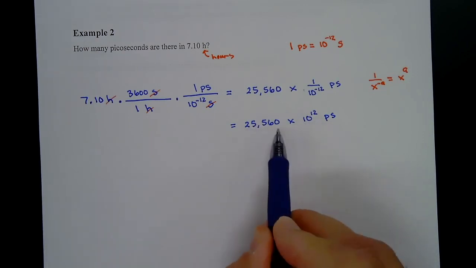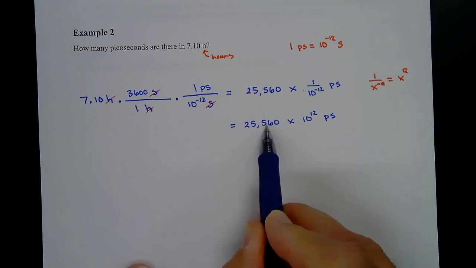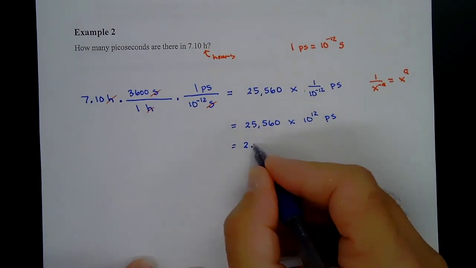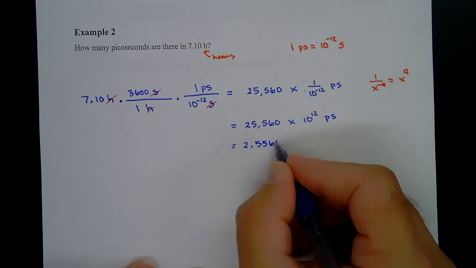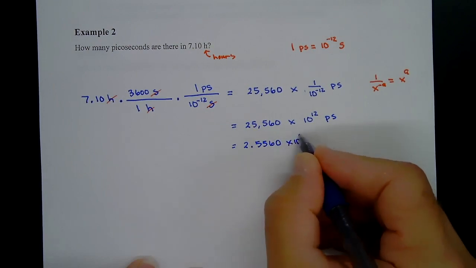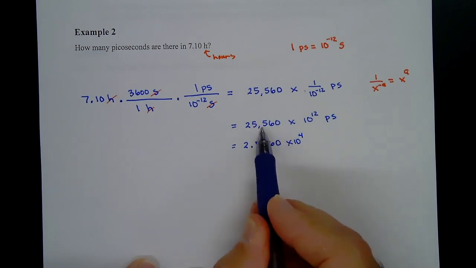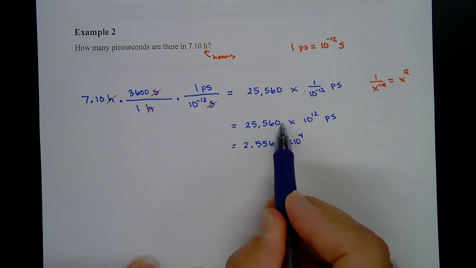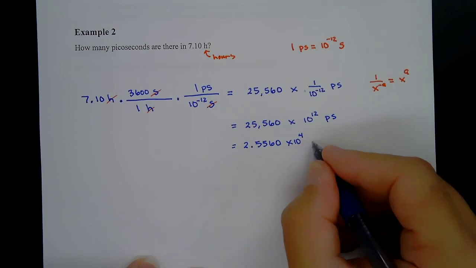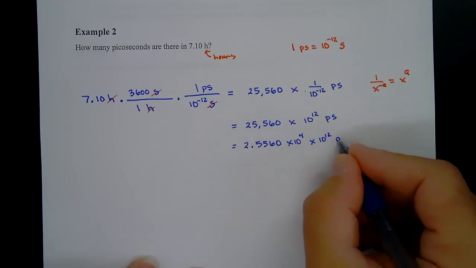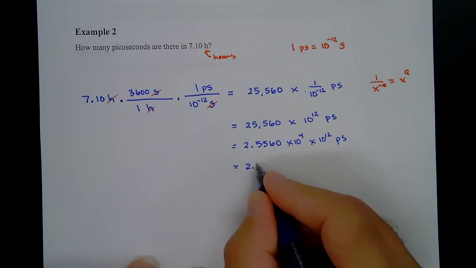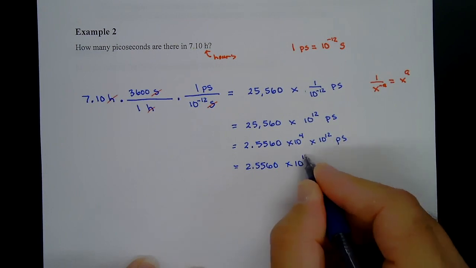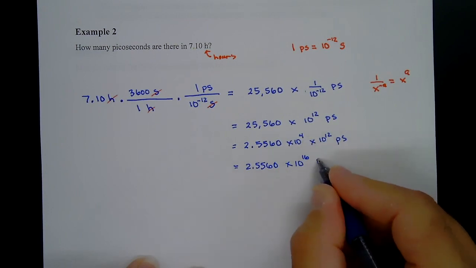So this isn't in scientific notation yet. There's a decimal here, so 1, 2, 3, 4. I can rewrite this as 2.5560 times 10 to the 4th power, because I know that's a number bigger than 10, so this exponent needs to be positive. And the number of places I moved it is 1, 2, 3, 4, and then times 10 to the 12th picoseconds. So this is 2.5560 times 10 to the 16th, because we add the exponents, picoseconds.